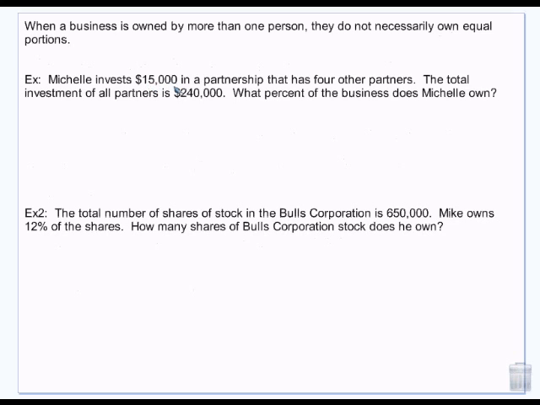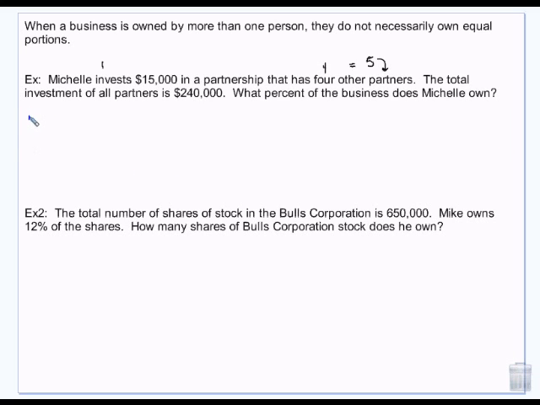Michelle invested $15,000 in a partnership that has 4 other partners. If the total investment of all the partners is $240,000, how much does she own? Okay, so Michelle is 1, and then you have 4 others. So how many partners are there? 5 partners, right? 5 total partners. Well, we've got Michelle's total.